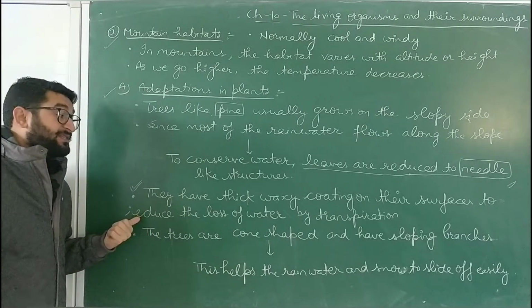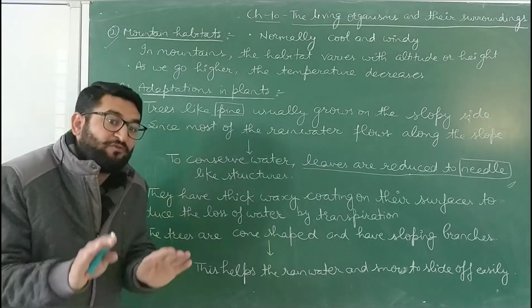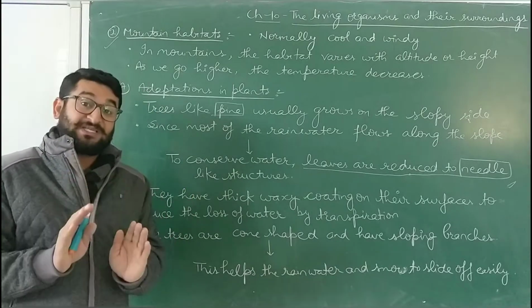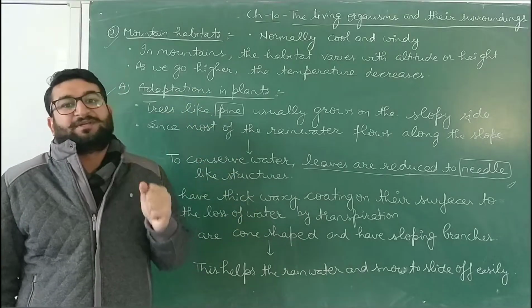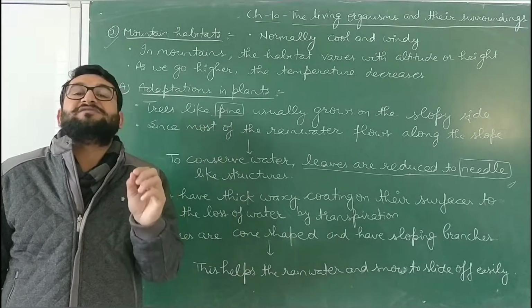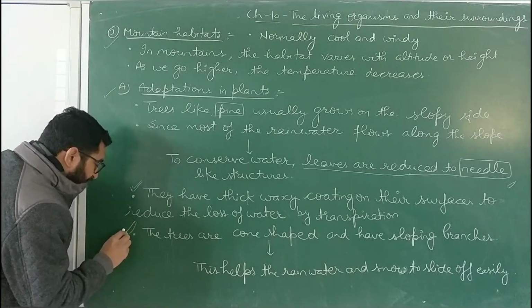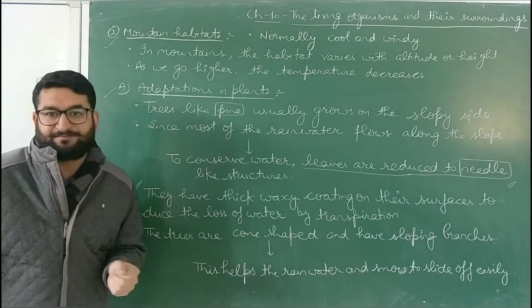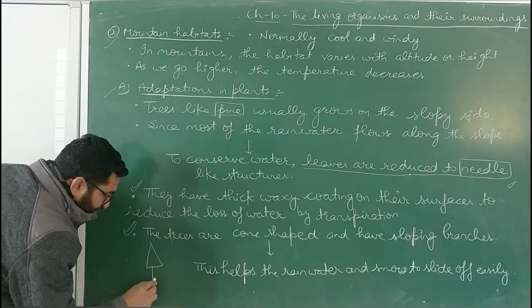इस waxy coating की वजह से बच्चे जो water का loss होना था transpiration में वो नहीं होगा, वो बच जाएगा. क्यों बच जाएगा? क्यों बचाना चाहते हैं? Because water moves down the slope, so the availability of water to the plants is very less. Next thing, the shape of the trees is also modified, is also adapted. The major trees are cone shaped like this.